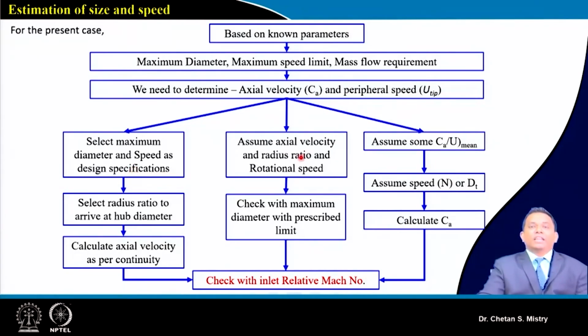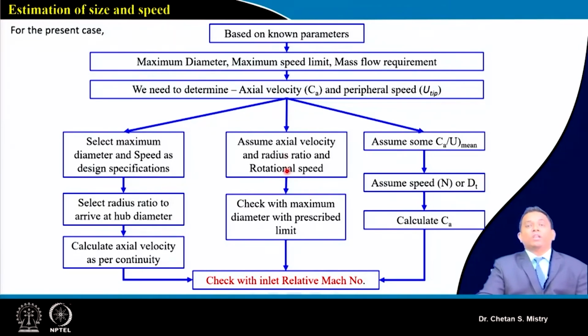Second approach, it says you can assume your axial velocity. The radius ratio and rotational speed also you can assume. Suppose the radius ratio at the entry is given to you, that's what you can use. Suppose it is not given, you can assume your radius ratio. Rotational speed also you can assume.